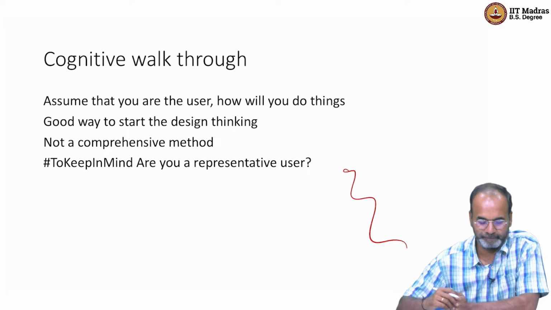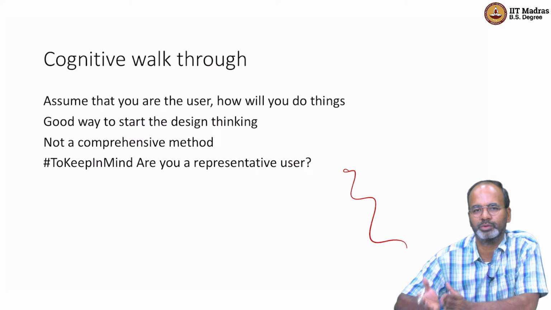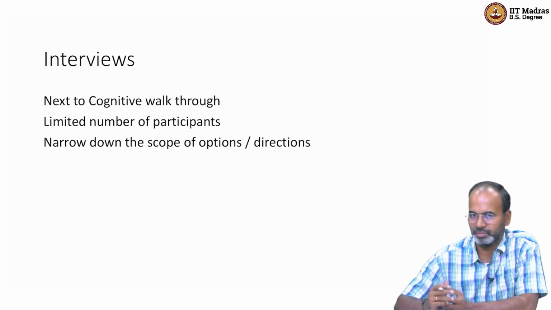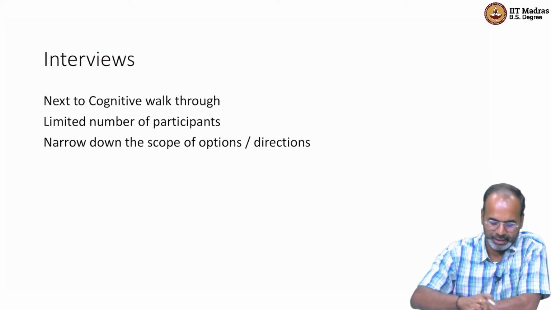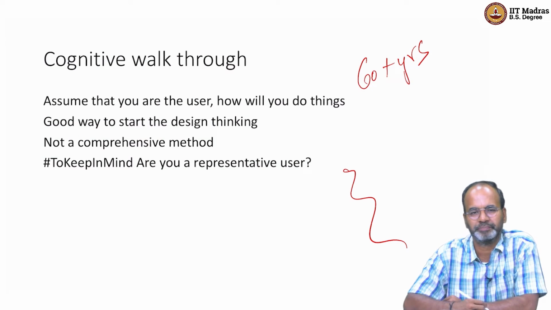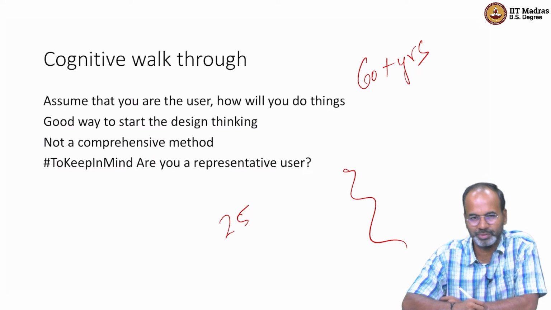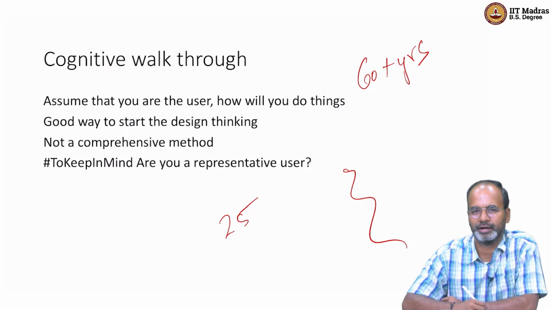So you'll walk through, assume that you are the user, how will you do things, a good way to start the design thinking. Not a comprehensive method, because there's a big bias here that you are building the tool and you yourself are behaving like a user. It may be the case that you're not the user for the tool that you're building. For example, you may be building a tool for 60 plus years old senior citizens. In that case, if you are a 25-year-old designer who's building, it's going to be hard to convince that you can think how a 60 plus year old person would think.